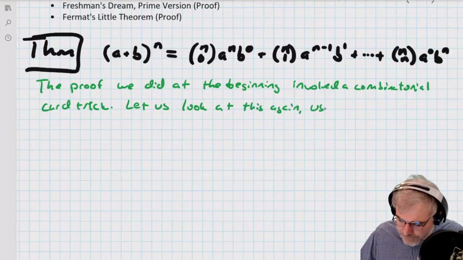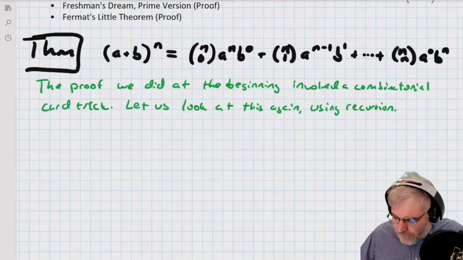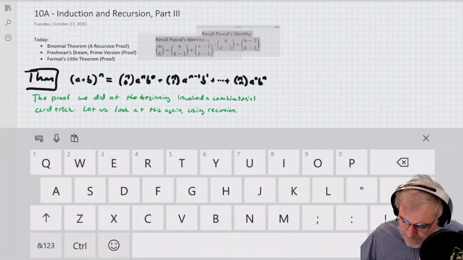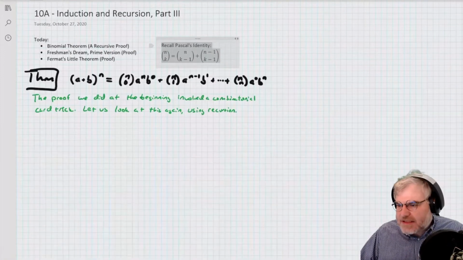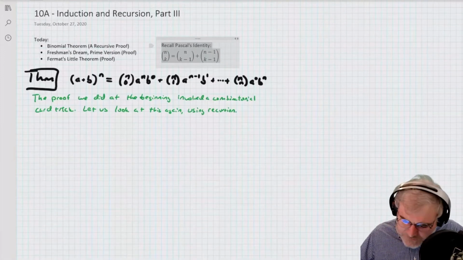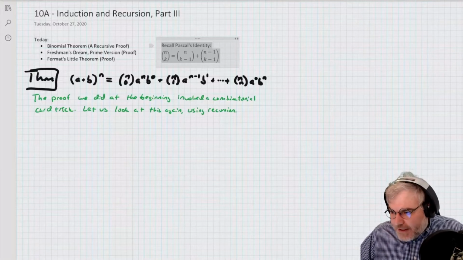Using recursion. And I'm going to need some pieces that we've talked about before. So I'm going to throw Pascal's identity up there. Normally I would call this a lemma, but I'm just going to throw it up there. I talked about this before. This is also known as the proof that you either sit on the committee or you don't type thing.